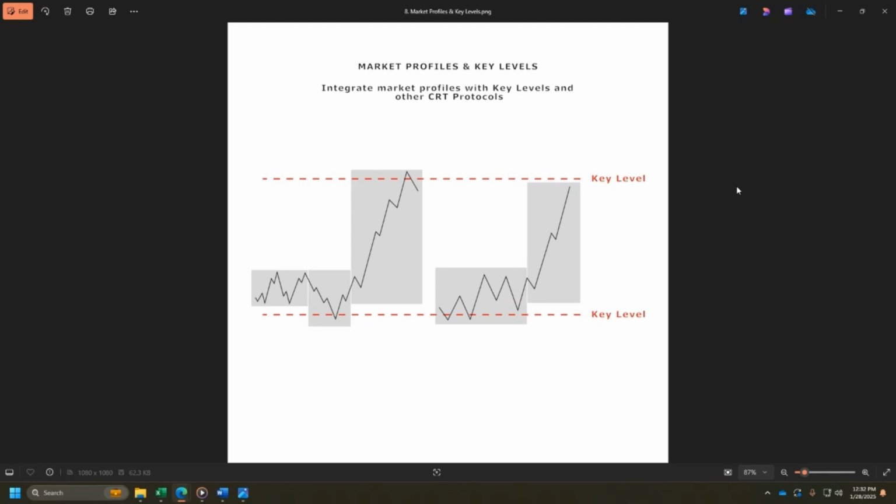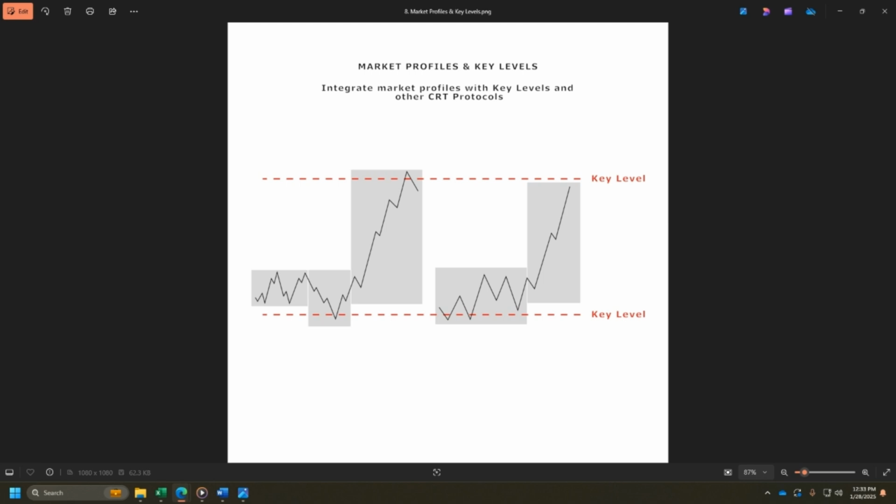I would like to review one last thing. In a few chapters, we'll go over key levels, which are very important. They work hand in hand with market profiles and other concepts, so we can know at what price we might consider entering a long or short position. Ideally, you would integrate market profiles with key levels and other protocols.